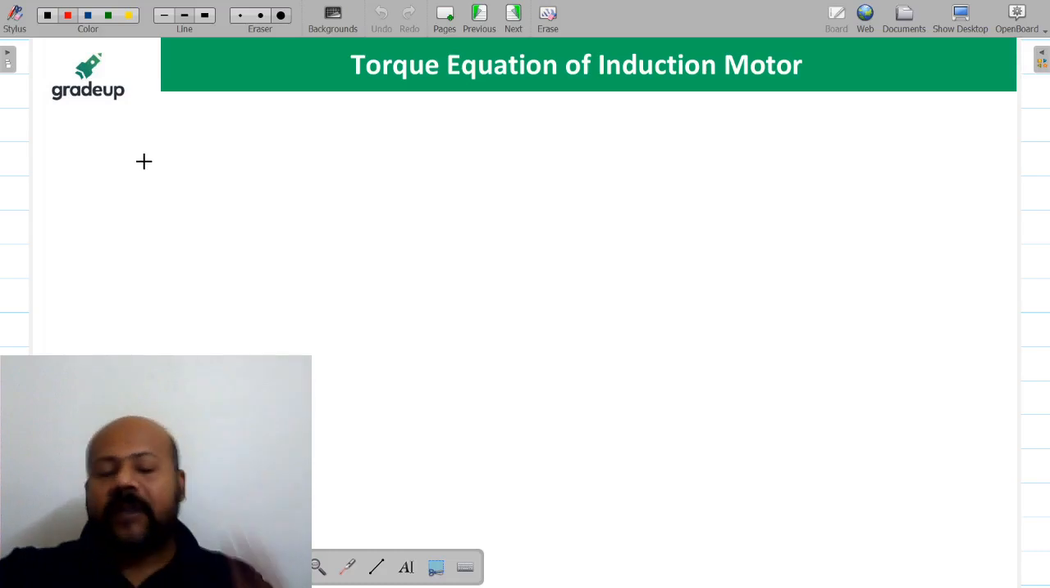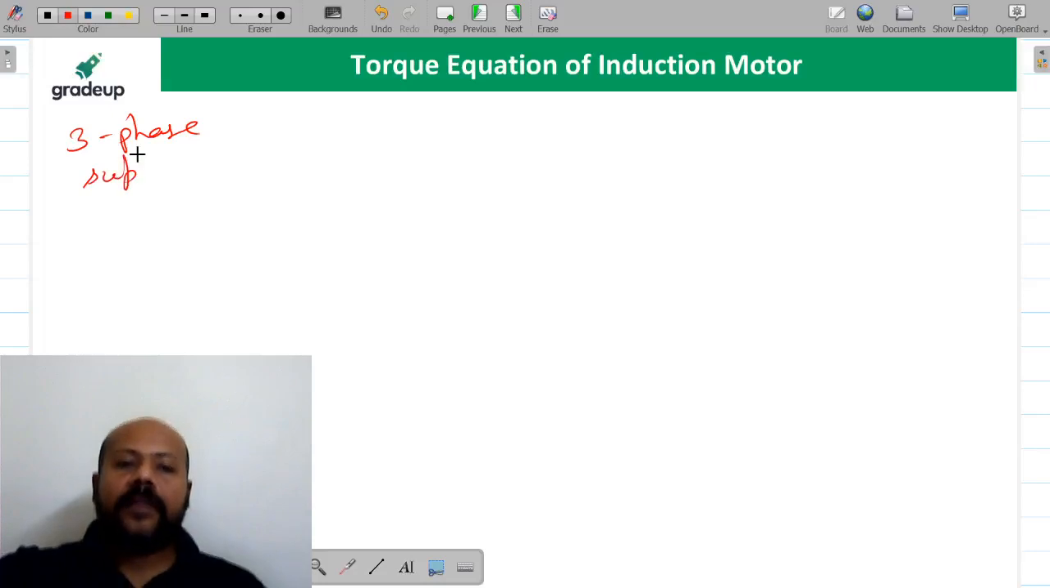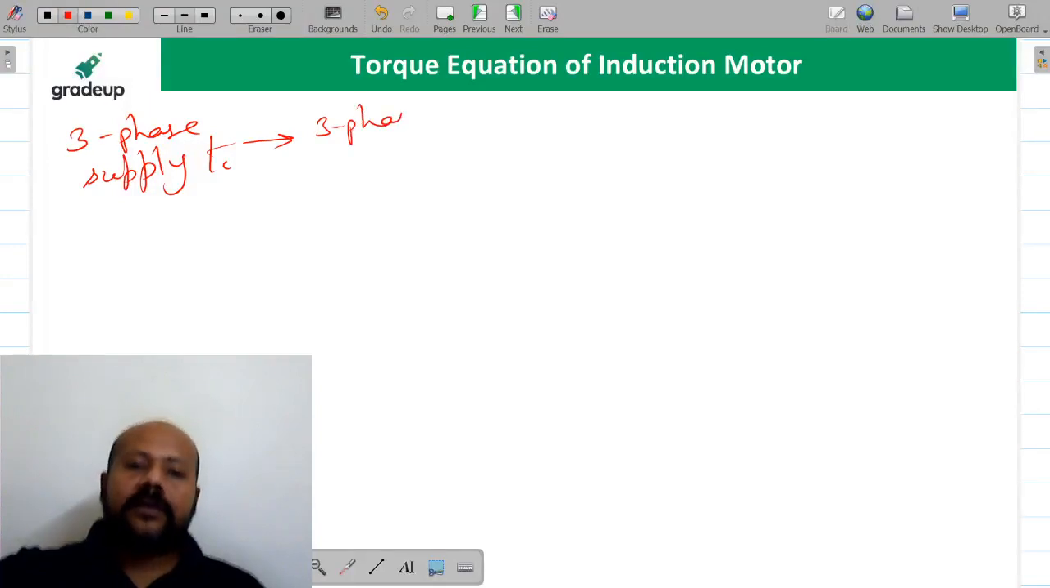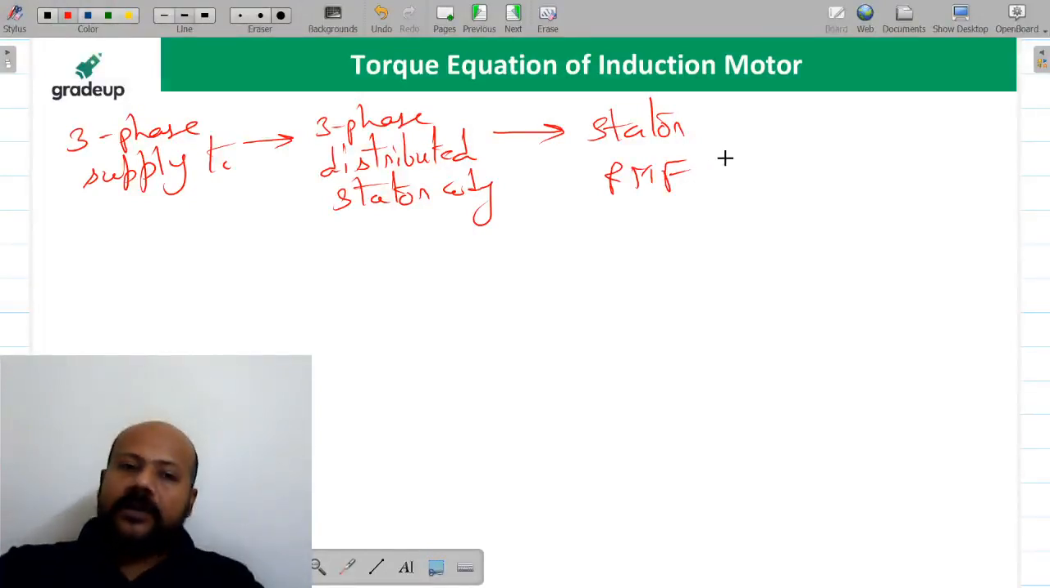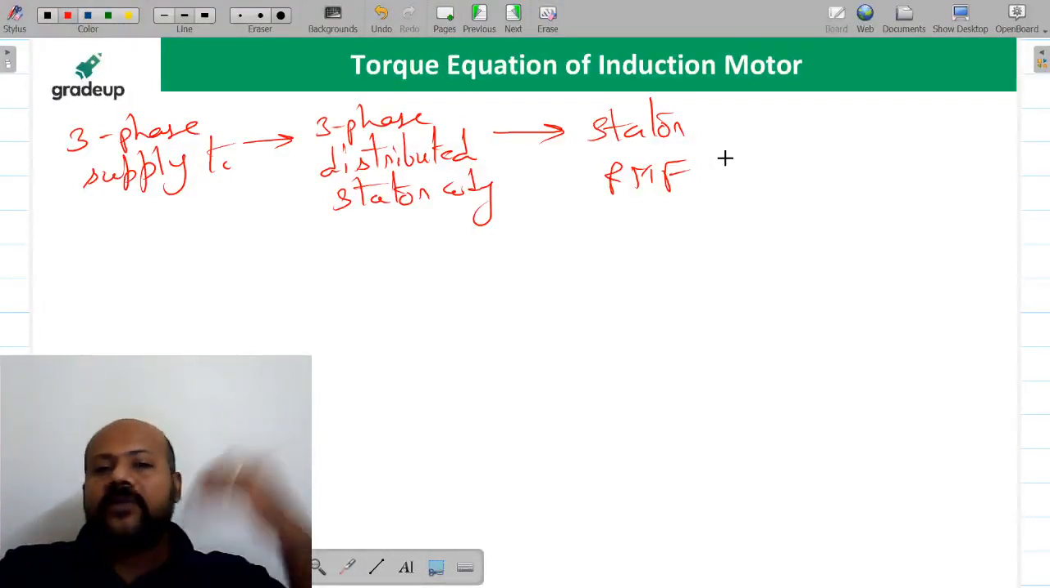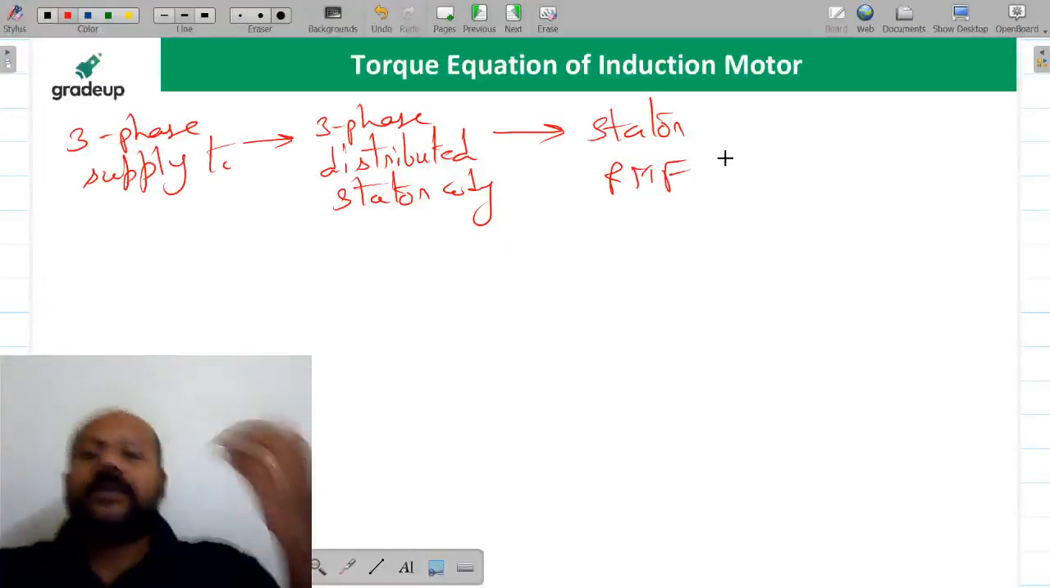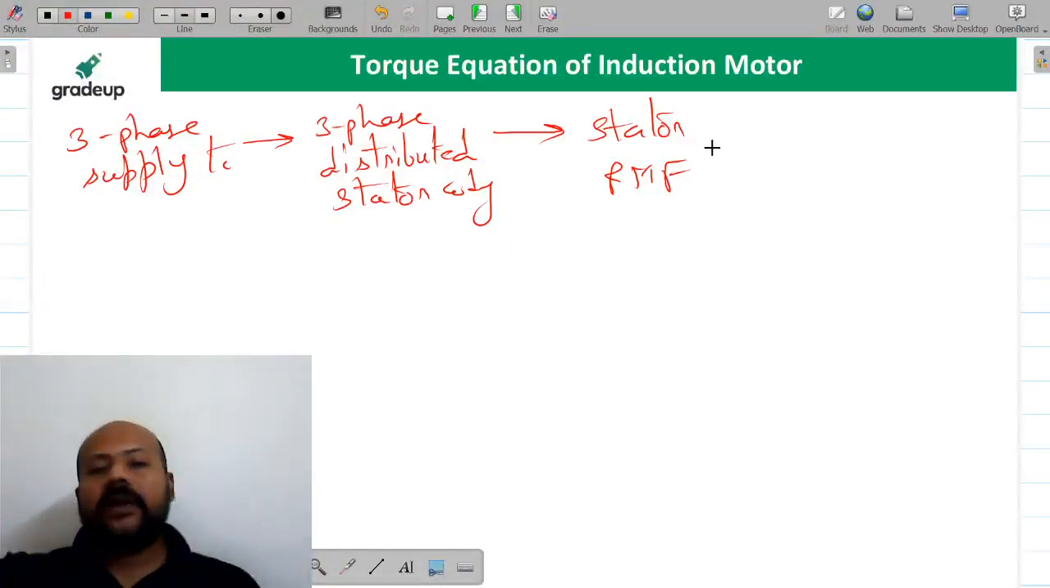So let us see what is happening in this induction machine. You are giving a three-phase supply to a three-phase distributed stator winding. Yes or no? It is going to give rise to a stator rotating magnetic field. All of you must be knowing this. If you give a three-phase supply to a three-phase distributed winding, then it is going to give rise to a rotating magnetic field, and because it is at the stator side, we are calling it the stator rotating magnetic field.